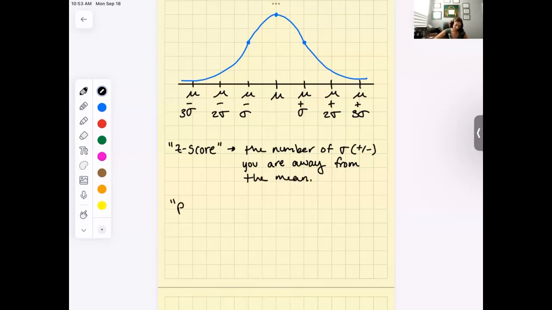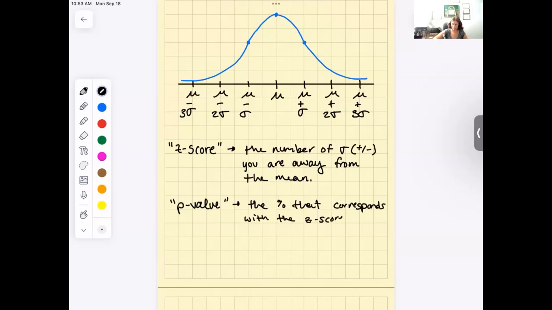And then we also have the p-value, which is the corresponding probability according to where you are on the chart. So it's that percentage that corresponds with the z-score, of course. Visually, it's the area under the curve that we've been shading.